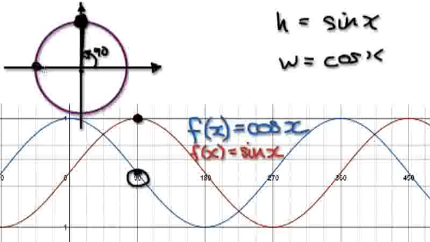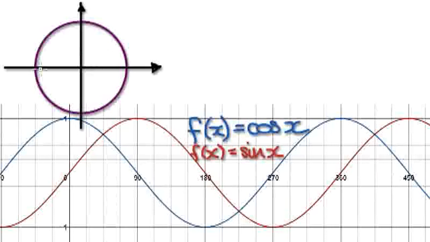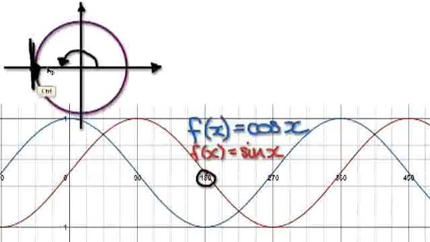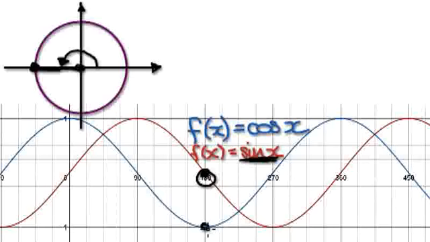Let's say the point now is at 180. From here to here, 180. When it's at 180, you can see that the height, the up and down, is 0. So when it's at 180, the height is 0, which means sine is 0. But the width, from here to here, is negative 1. That's why cos of x is negative 1.